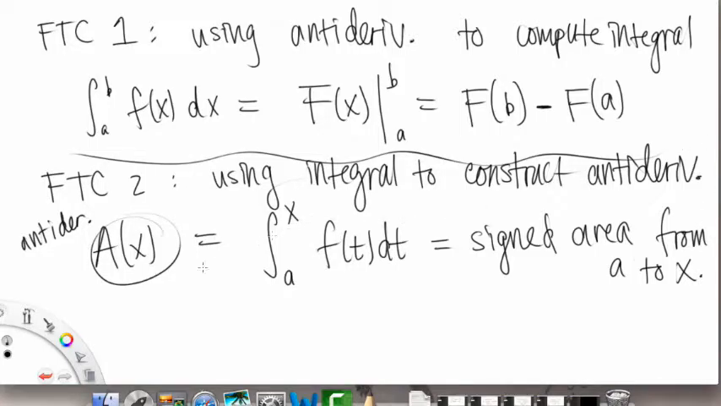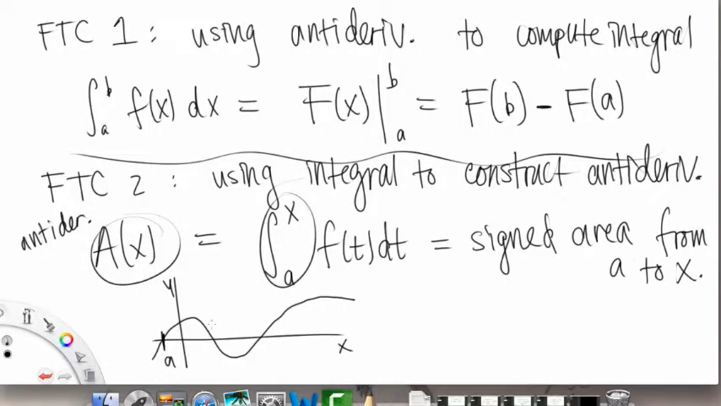Pictorially, this is what it looks like. Here's x, here's y, and we have some function going along, something like that. Let's say we start integrating at a. Here's a. What this notation means is that if we go up to some x, let's say x is here first, that gives us the area under the curve up to there.